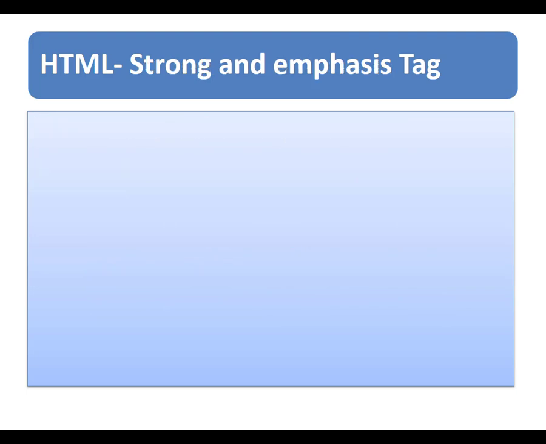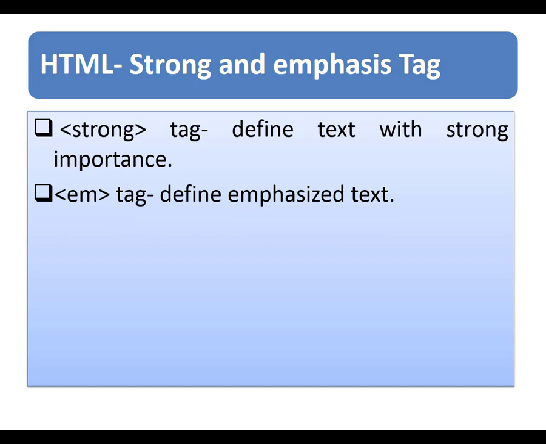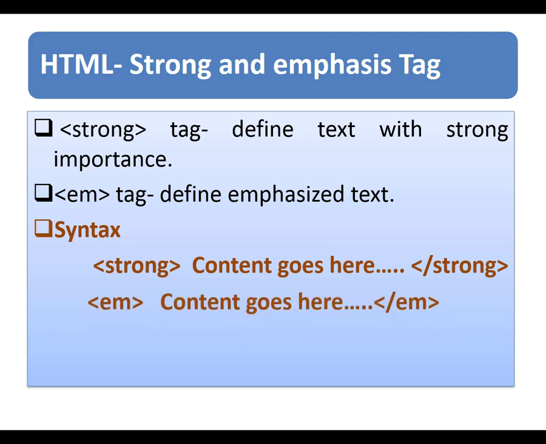The next tags are strong and emphasis. The strong tag is used to define text with strong importance. The content inside is typically displayed in bold. The EM tag, that is the emphasis tag, is used to define emphasized text. The content inside is typically displayed in italic. The syntax of the strong and emphasis tags is the same as that of other text level tags, with an opening and closing tag, and the content goes in between.